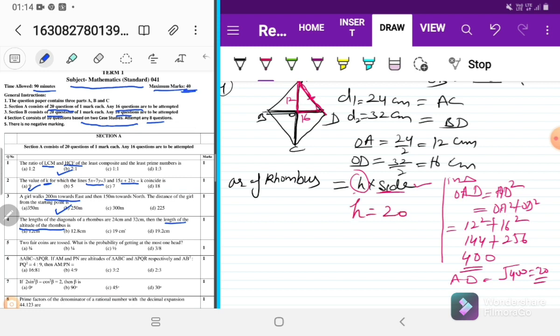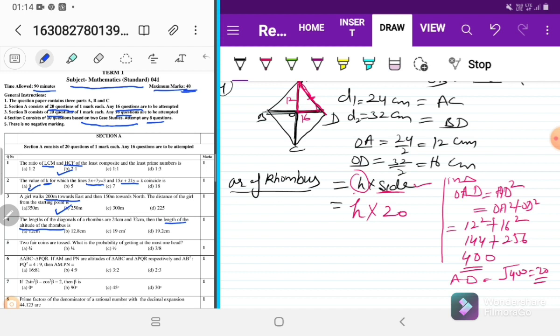H I have to find out. My side is 20. We'll write it here, 20 into H. Now we need to find this side, area of rhombus. One more formula is there. So you should know area. Actually you have to find area.